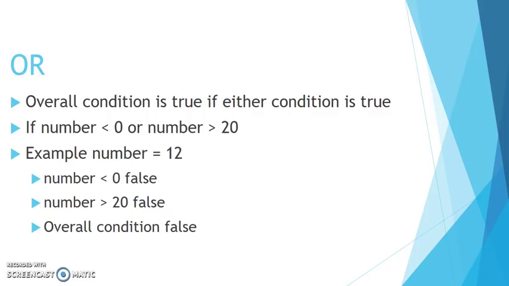So in this case now our number is 12. So we're checking to see, is 12 less than 0? Well, that evaluates to false. The second condition, number greater than 20, is 12 greater than 20? That also evaluates to false. In this case, both conditions evaluated to false, so the overall condition is false.